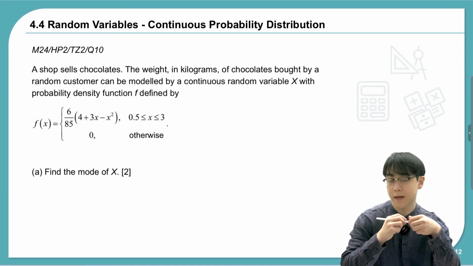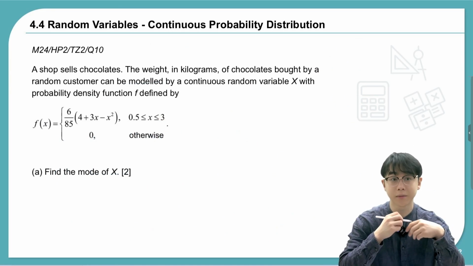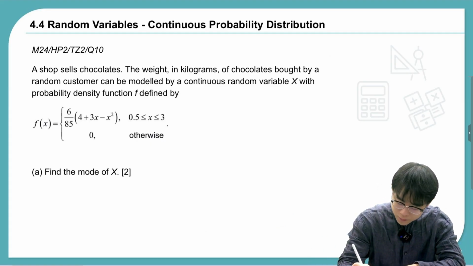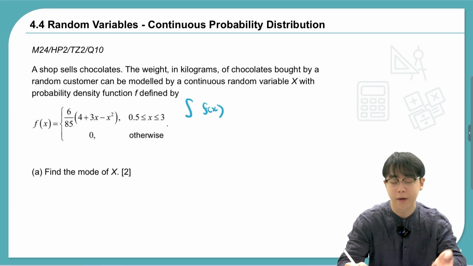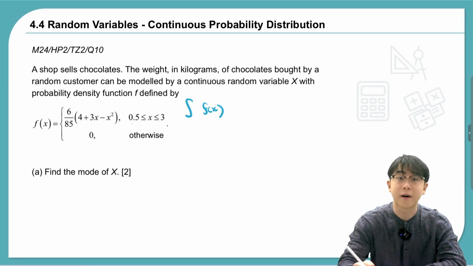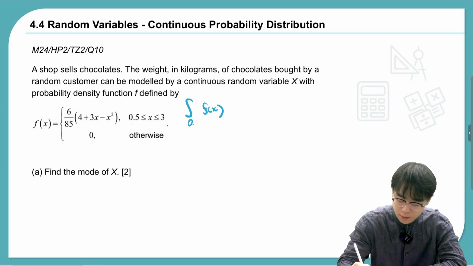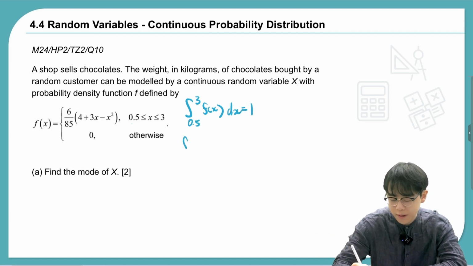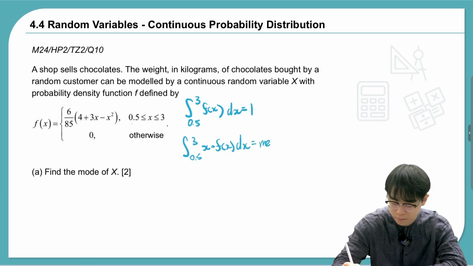So now over to number 10, we have a PDF question. So probability density function. The main equations we need to know: if you were to integrate f of x over the entire range, in this case the probability density function is just defined from 0.5 to 3, so integrating from 0.5 to 3, we know we should get 1. If we integrate by multiplying by x, that should give us the average, or mean value.